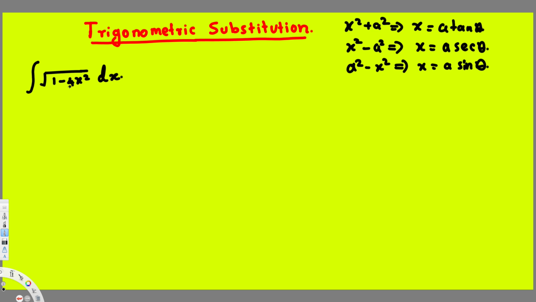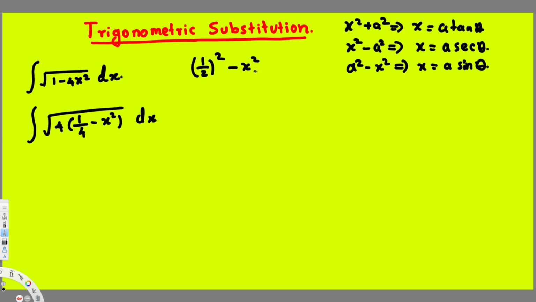But before we do that, we have to have number square minus x square pattern. Because of this 4, we don't have that pattern yet. Now we can do something about that, right? If I take 4 common, here we are going to have 1 over 4 minus x square. Now if you notice, we have that pattern, because 1 over 2 square is equivalent to 1 over 4, so we have number square minus x square pattern.